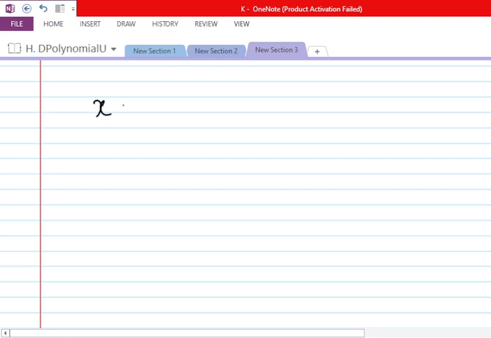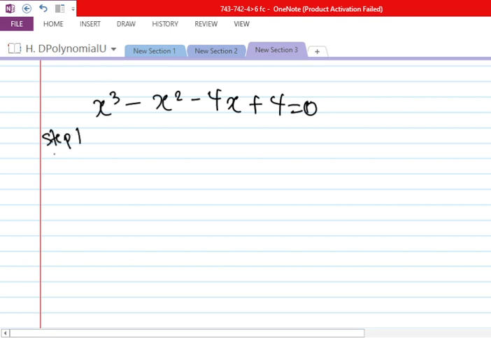x cubed minus x squared minus 4x plus 4 equals 0. So to know if 1 is a root, step 1. To know if 1 is a root, let's add all our coefficients. The coefficient here is 1, minus the coefficient here is 1, minus 1, minus 4 and plus 4.